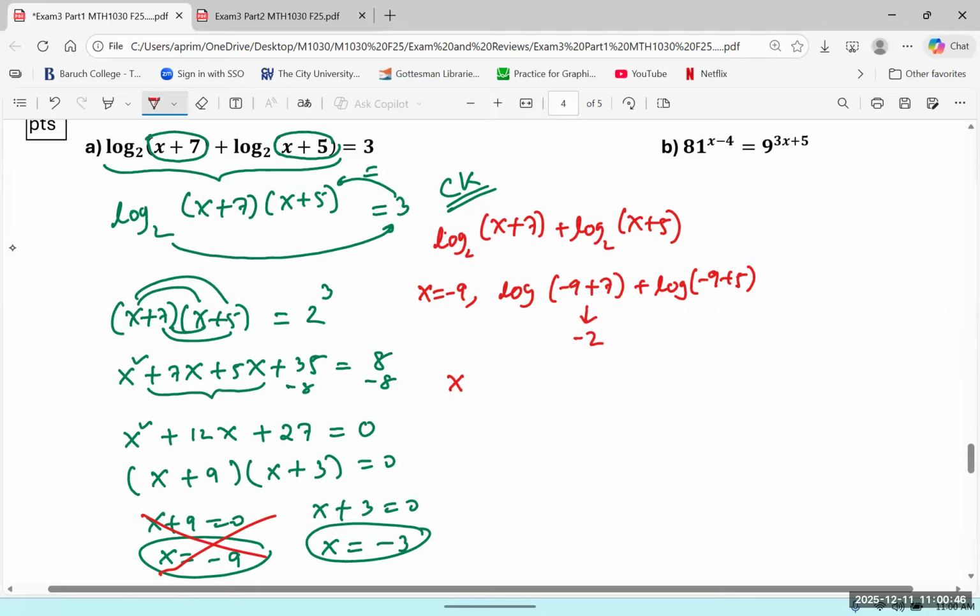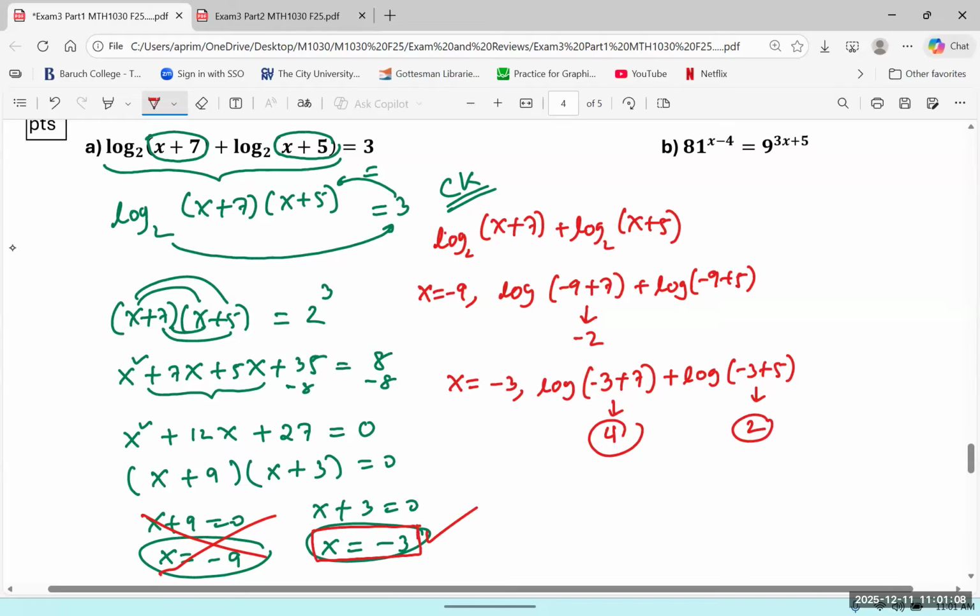And then you check the -3. We get log of -3 plus 7, and then log of -3 plus 5. What is -3 plus 7 and -3 plus 5? Now both of them are positive, so we accept this. So this is our final answer: only x equals -3.